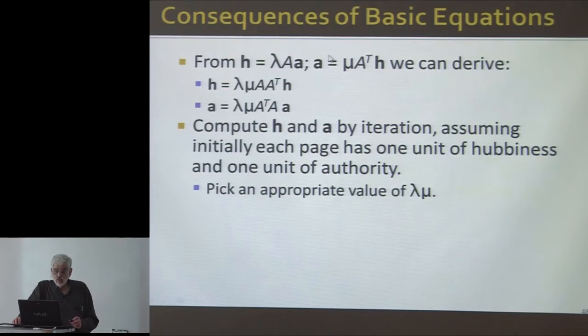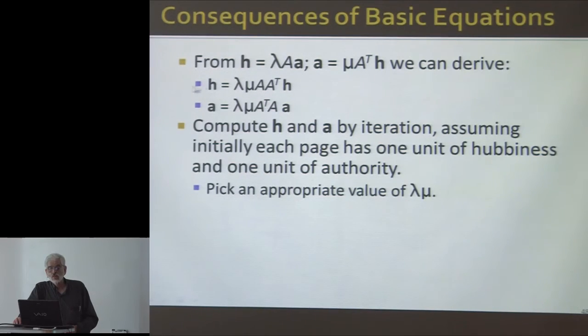Well, it turns out in principle, you can substitute for A here, and that gives you that the hubbiness is lambda times mu times A transpose H. And you can get a similar equation for the authority. It's, again, this constant lambda mu. We don't know what it is, but it's just some scale factor there to keep the numbers within bounds. And now it's A transpose A times the authority.